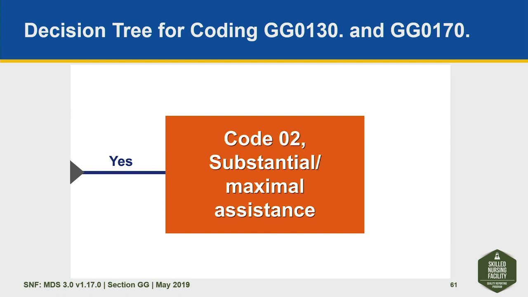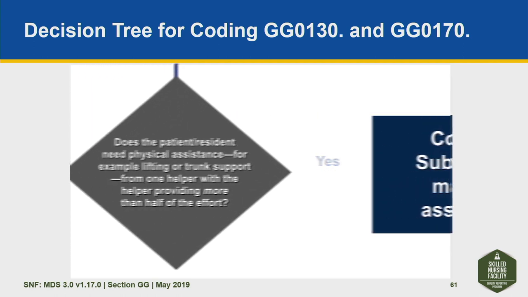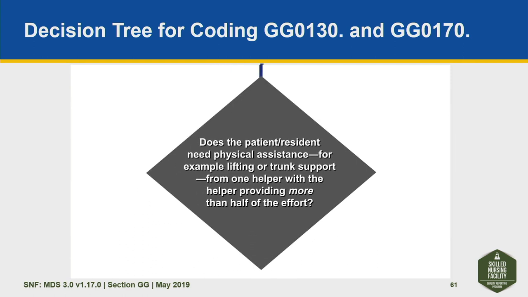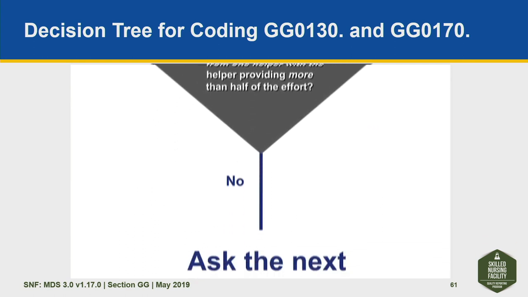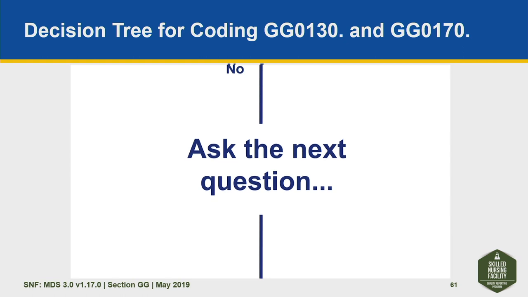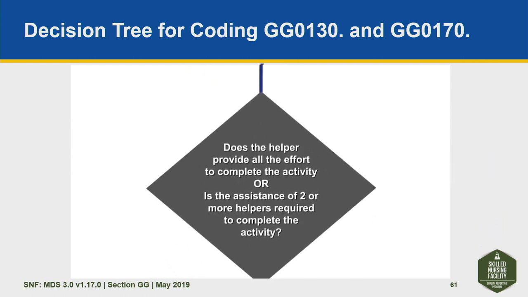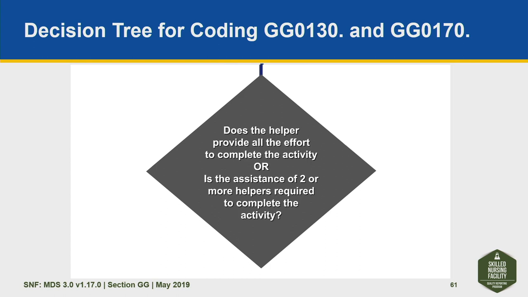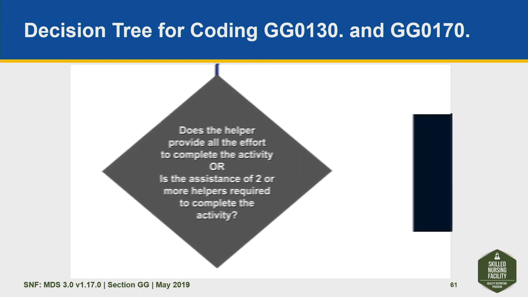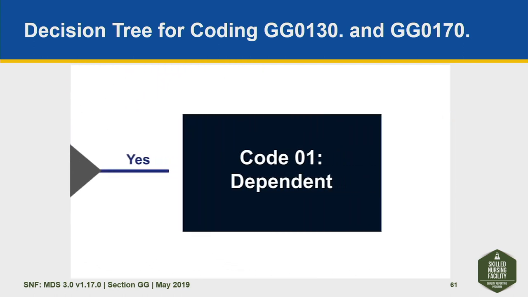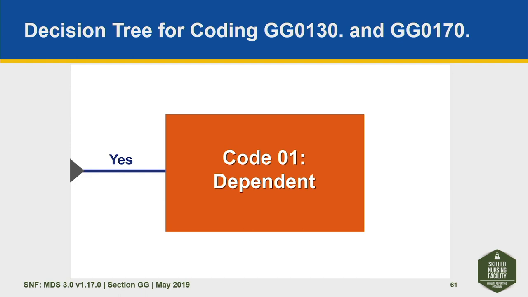If, however, the answer to this question is no, the patient or resident requires more than substantial/maximal assistance from one helper to complete the activity, proceed to the next question. The sixth and final question in the decision tree asks, does the helper provide all the effort to complete the activity, or is the assistance of two or more helpers required to complete the activity? If the answer to this question is yes, the correct code for this patient or resident is 01, dependent.